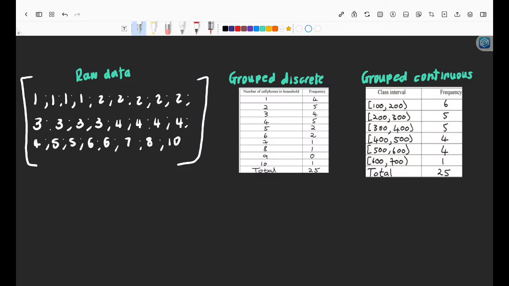Hello everyone. So in today's video we are going to be doing three things. Firstly, we'll look at the different types of data. Secondly, we'll look at data representation, and lastly we'll talk about symmetry.